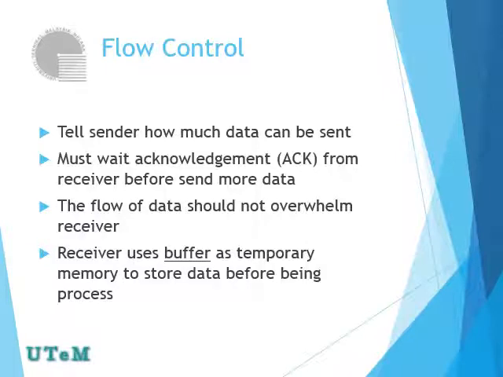Flow control. Why do we need to control the flow of the data? First is to tell the sender how much data can be sent. The sender must wait for acknowledgement ACK from the receiver before sending more data. The flow of the data should not overwhelm the receiver, so the sender needs to know the receiver's capacity for receiving data. The receiver uses a buffer as temporary memory to store the data before it is processed.